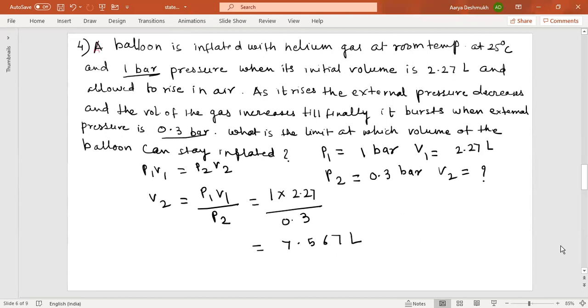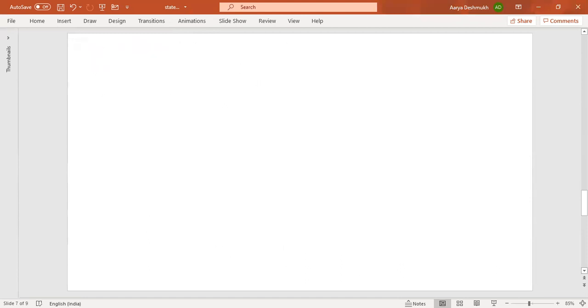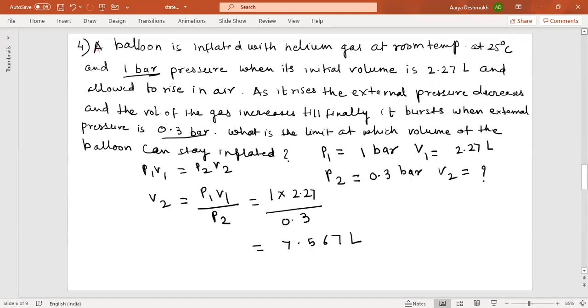So this is about the numericals based on Boyle's law. The only thing is that you need to read the numerical very carefully, and then only you will be able to solve this. So this is a simple thing to do. Thank you.